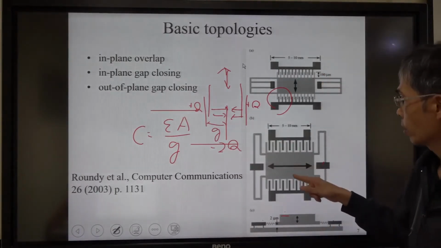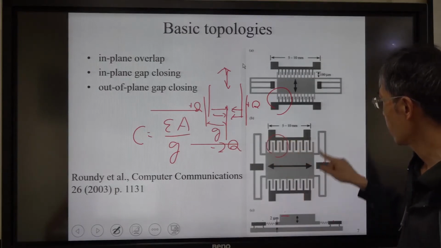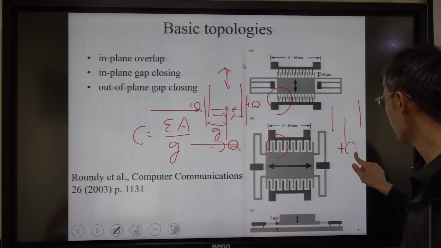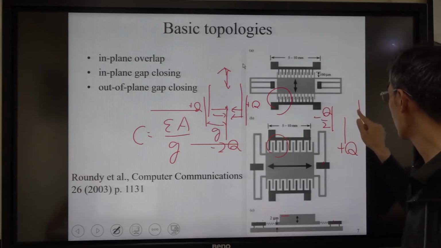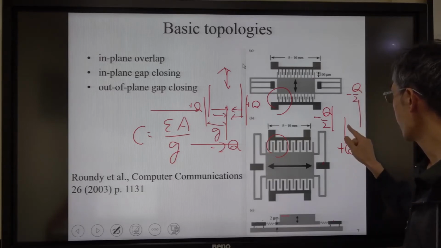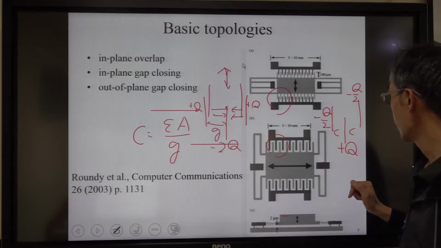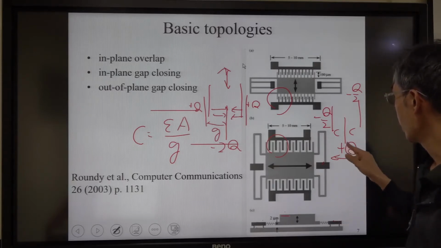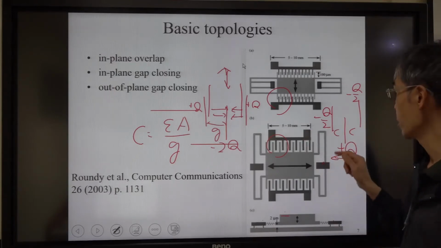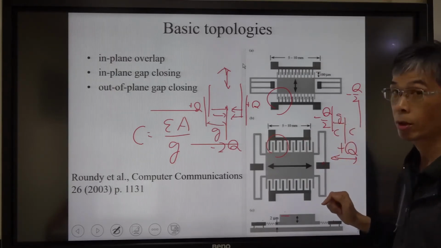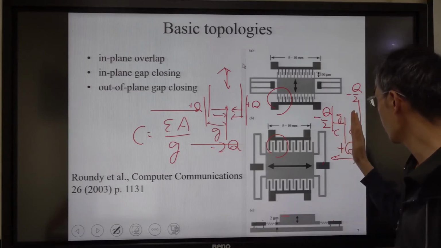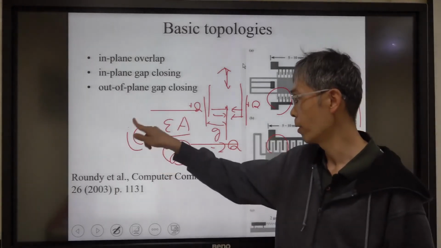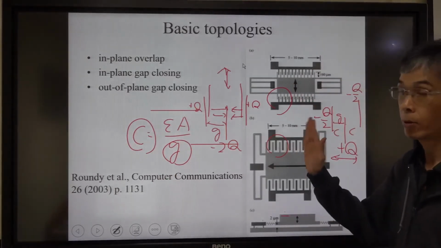And the mechanism for this one is the same. If you zoom in on this area, we have two dark and one gray beam, and we have, say, positive charge Q and negative charge Q over 2. So we have two capacitors here. If the gray mass moves left and right, although the overlap areas are constant, the gap between these two electrodes decreases. If we vary the gap, the C will be varied from C maximum to C minimum.